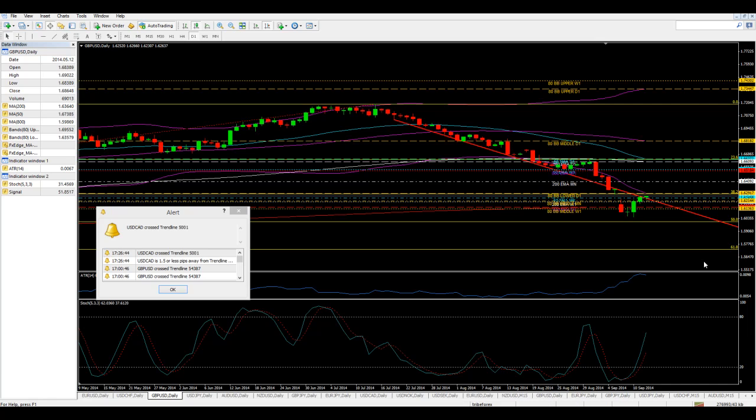The pound dollar is looking to finally close that gap and close it well. So we're going to be looking for a sell at 1.6275, which it looks like it's moving to. Yes, 1.6275. So 1.6275 sell on the pound dollar.